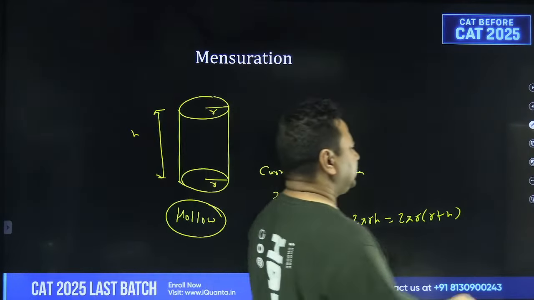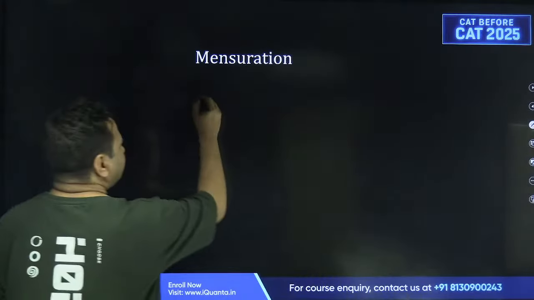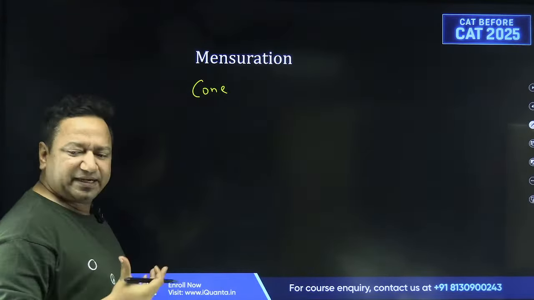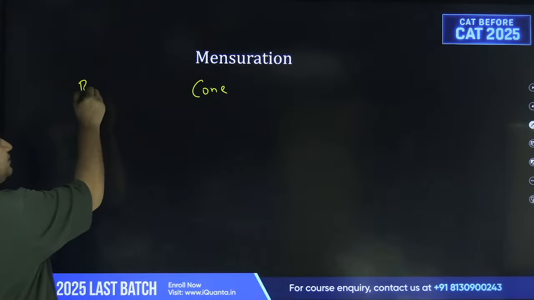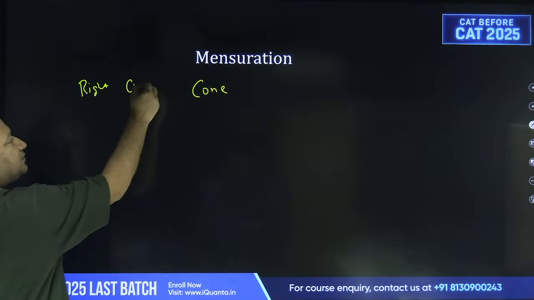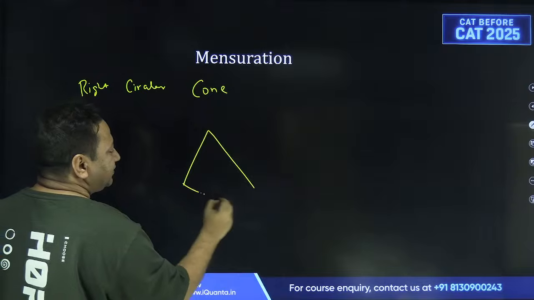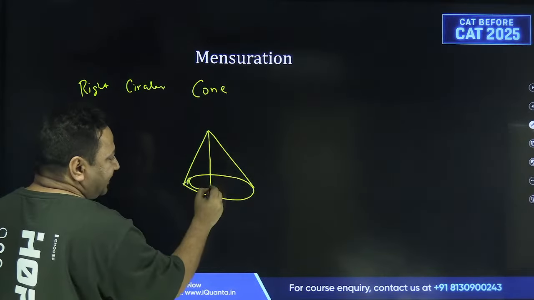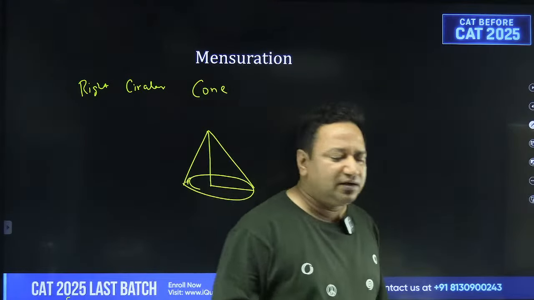Okay. The next one will be a cone. If you say cone, this is not the correct mathematical term. The correct term will be right circular cone. Why do we call it right circular cone? Because the base is a circle and this vertex, if I drop a perpendicular, it will be the center of the circle. That is what we call a right circular cone.